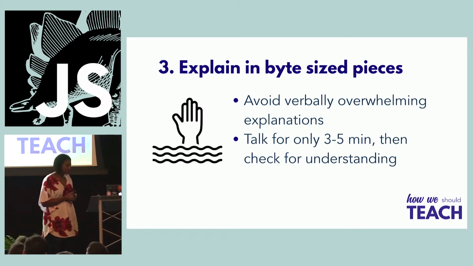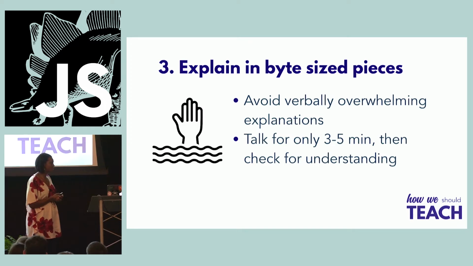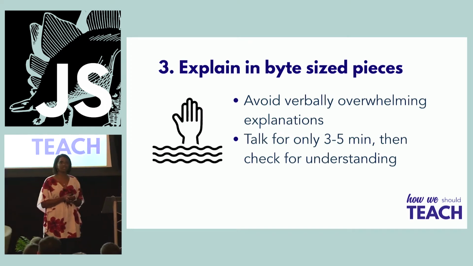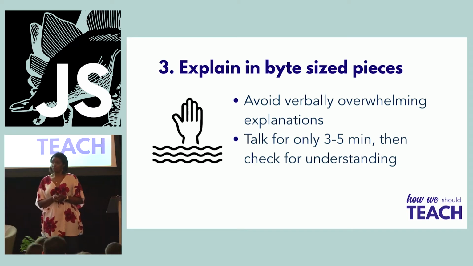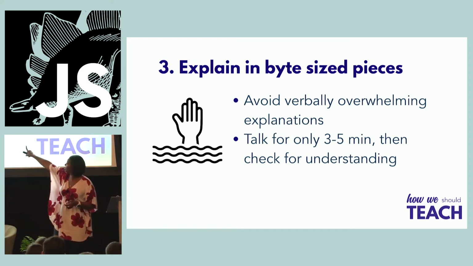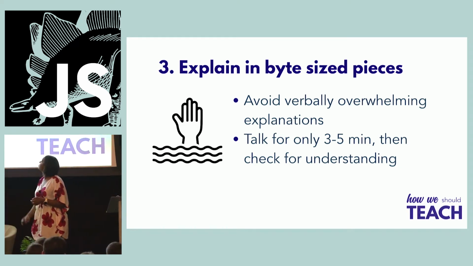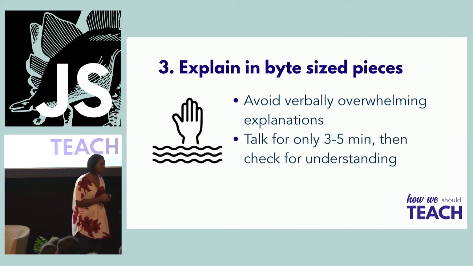Number 3, explain in bite-sized pieces. Avoid verbally overwhelming explanations. Talk for only 3 to 5 minutes, and then check for understanding. You need to take a picture of this, put a gold star next to that: talk for only 3 to 5 minutes, and check for understanding. Here's why.